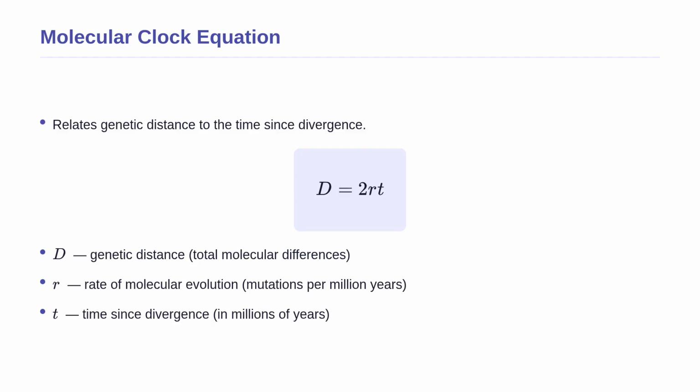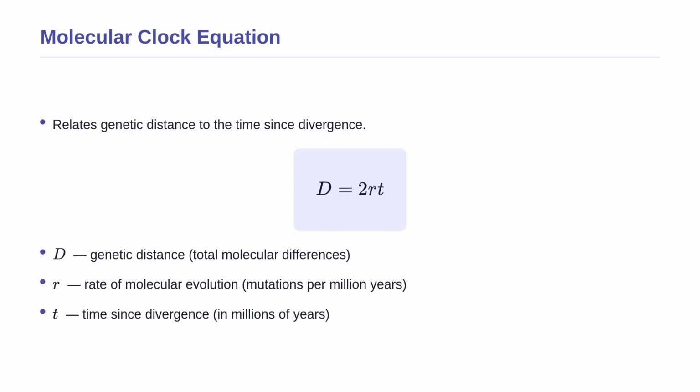We can express this stopwatch concept using a straightforward mathematical formula. D equals 2 times R times T. This linear relationship assumes mutations accumulate at a constant rate. In this equation, D represents the genetic distance, which is the total number of molecular differences we observe today.